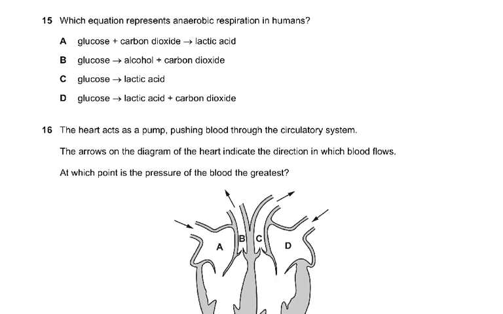Which equation represents anaerobic respiration in humans? Anything which produces lactic acid but no carbon dioxide. So that is why the answer would be C, which is glucose to lactic acid. But students mix this up and they would have gone mostly with A, which is glucose to carbon dioxide and lactic acid. That of course would be wrong. That is because it says glucose plus carbon dioxide. That's totally wrong. And this is also wrong because there's no carbon dioxide produced. Here, no carbon dioxide is used.